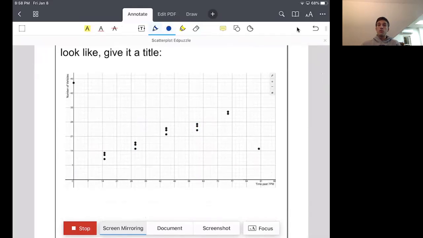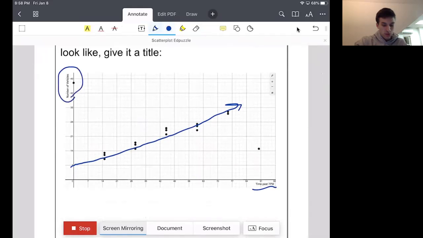So you should be able to see a trend here, right? As the time past 7 increases, the number of vehicles increases as well, right? Which makes sense because 7 o'clock onwards is pretty much rush hour. And so it makes sense that you're going to have more and more vehicles. Now, this one up here is kind of an outlier, right? It's kind of out there. So that doesn't really go with the trend of the data. But the rest of it pretty much goes in a smooth transition.